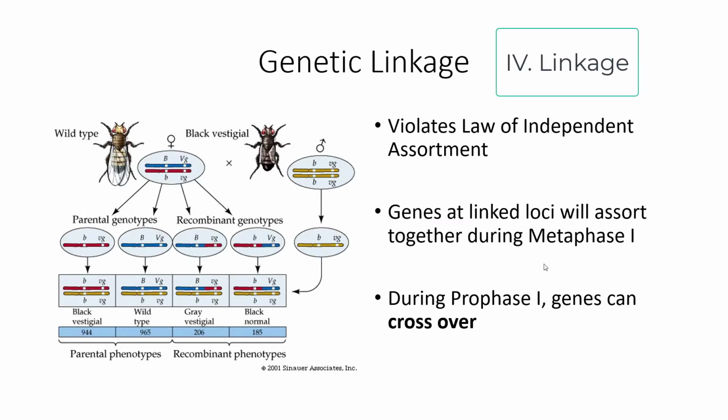Genetic linkage. Well, this just violates the law of independent assortment all over. Didn't we say that different alleles for different genes are going to be inherited independently and assort independently? Wah! Well, for the most part, yes. But if they're right next to each other, if they're very linked, if they're very close to each other on the same chromosome, they'll assort together during metaphase 1. But they can cross over during prophase. The likelihood that they will cross over is related to how close those different genes are on a chromosome.